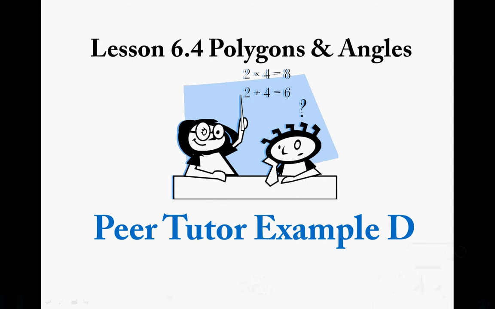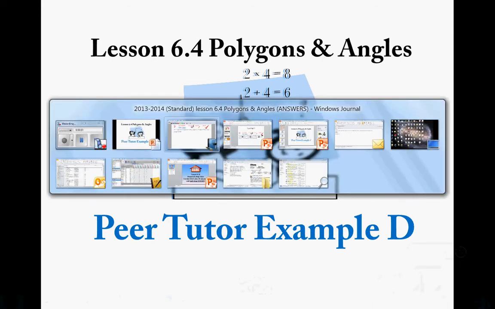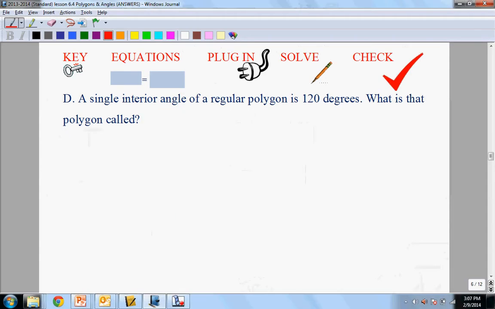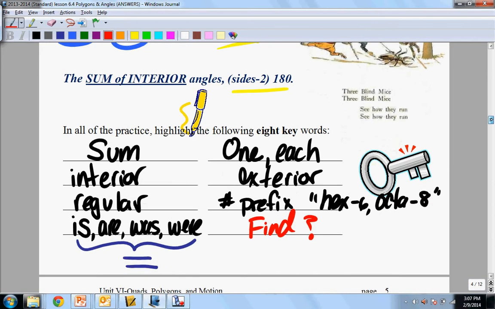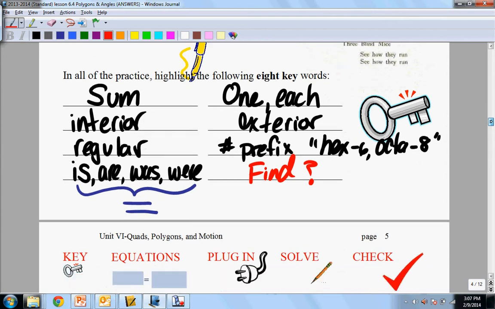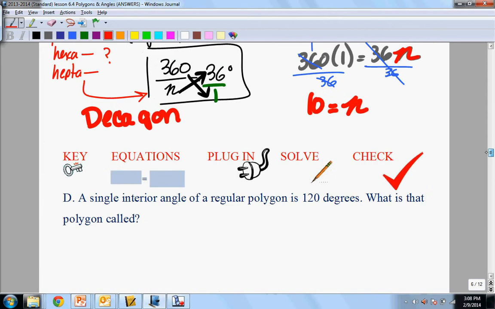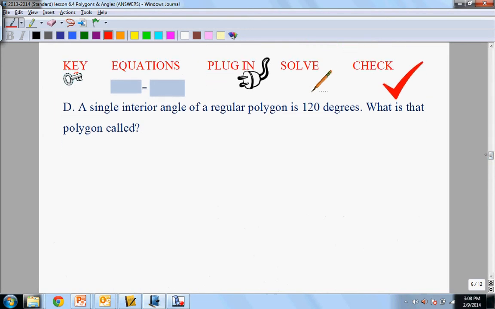This is lesson 6.4, polygons and angles, peer tutor example D. Taking a look here, as we work through example D, keep in mind these key words. You want to underline and highlight them. So example D, we're going to follow these steps. We're going to pull out the key words, pull out the equations. So we're going to circle, plug, chug, solve, and then we're going to check the equation, see that it makes sense.